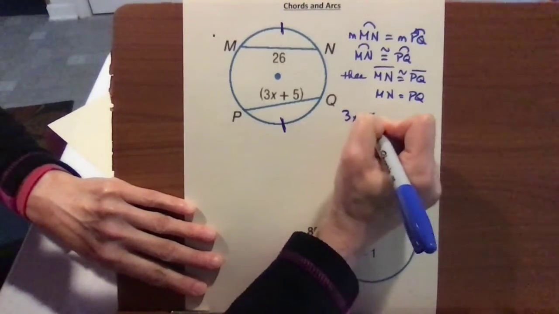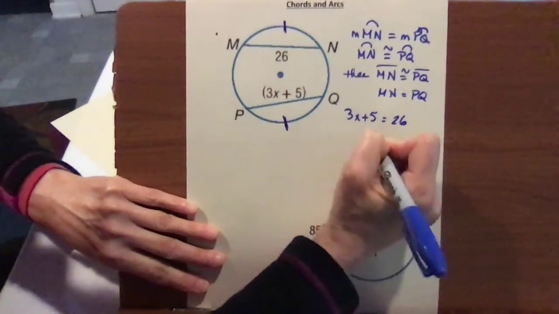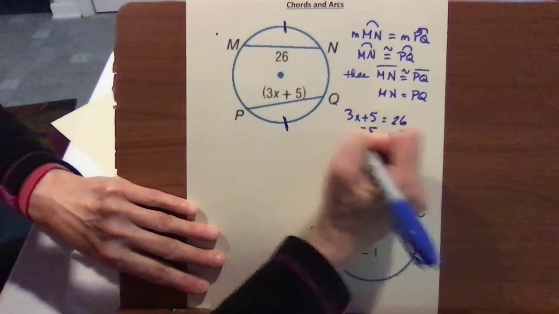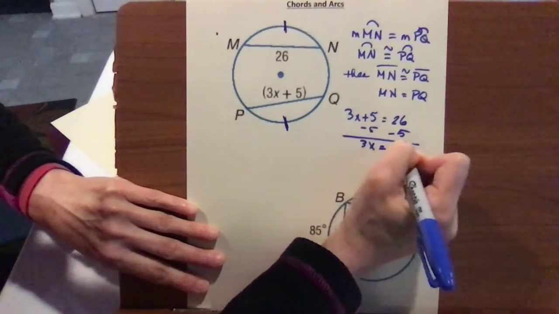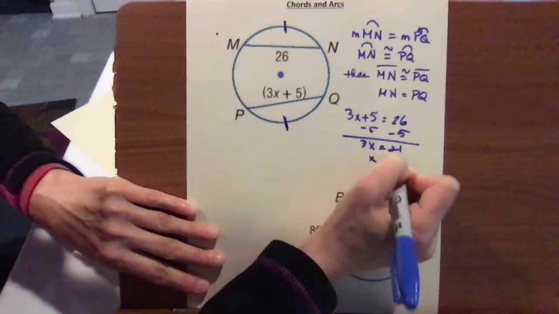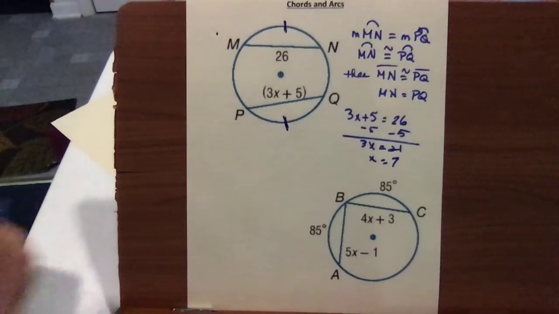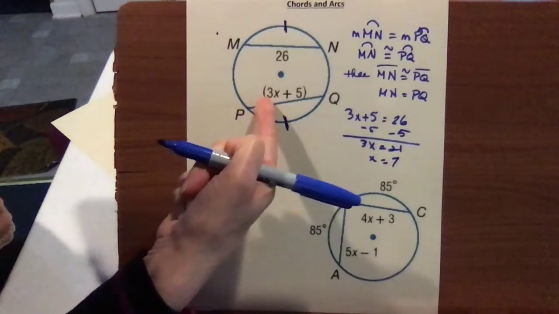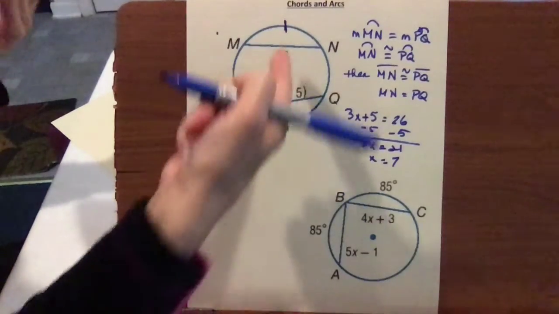3x plus 5 equals 26. Find x. Subtract, subtract. 3x equals 21, so x equals 7. And then for your check, plug 7 back in. That's 21 plus 5 is 26, and they should be equal.